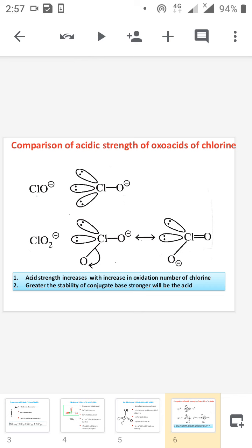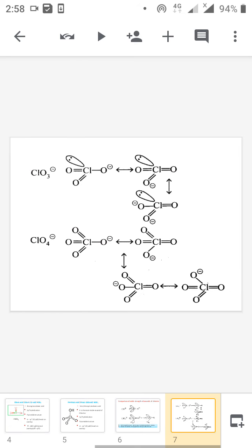Whereas in the case of ClO2 minus, two resonating structures are available, and in the sp3 hybridized orbitals, two of them are occupied by lone pairs of electrons, and there are two oxygen atoms, and the negative charge is delocalized. That's why resonance structures are available, two resonance structures. Whereas in the case of ClO3 minus, three resonance structures are available. And in the case of ClO4 minus, four structures are available.